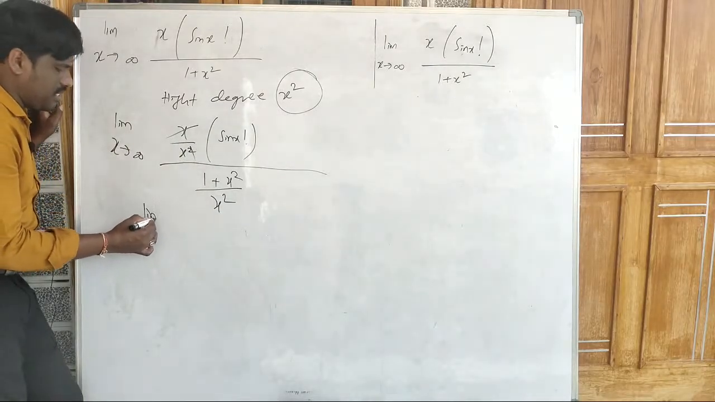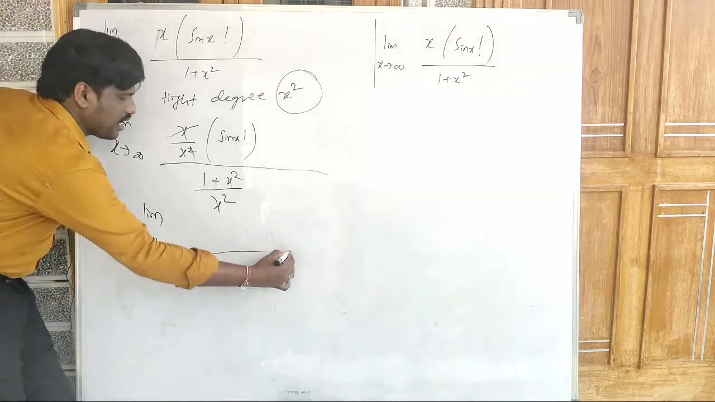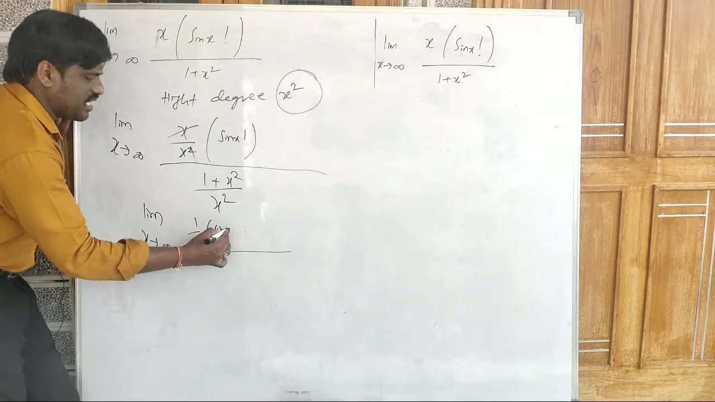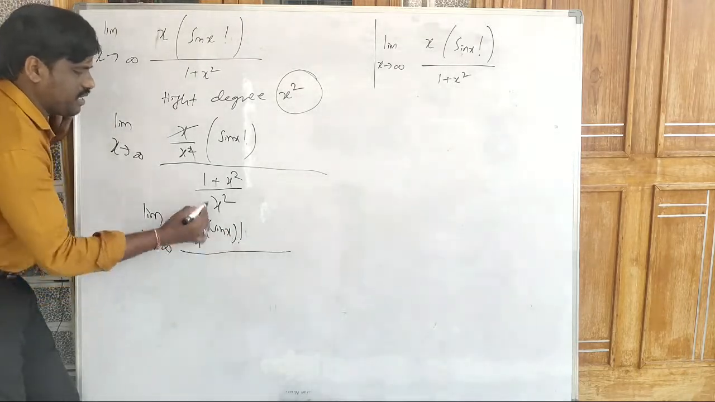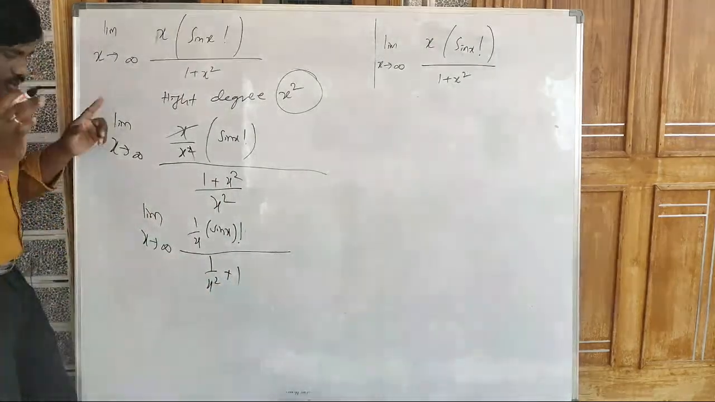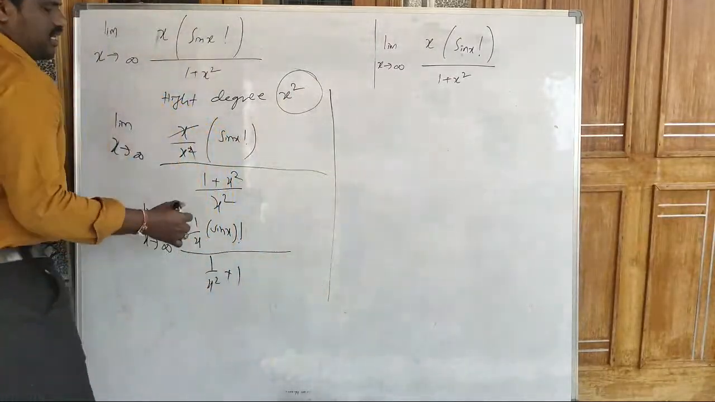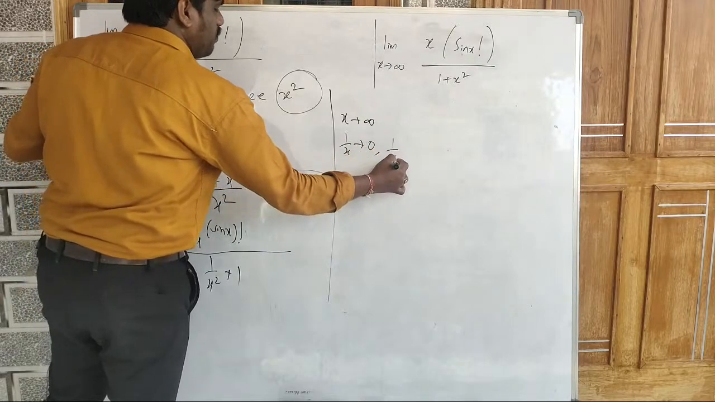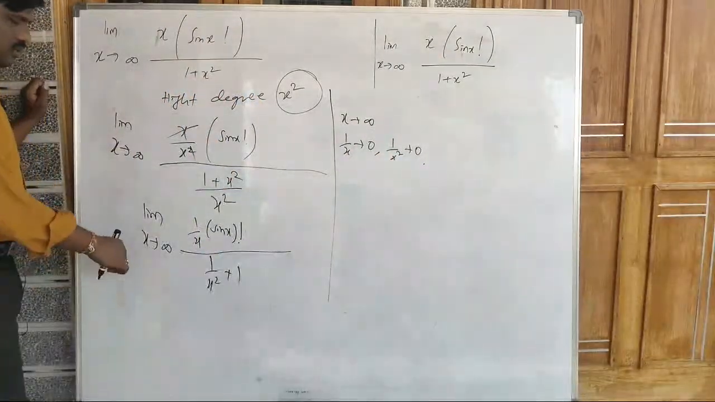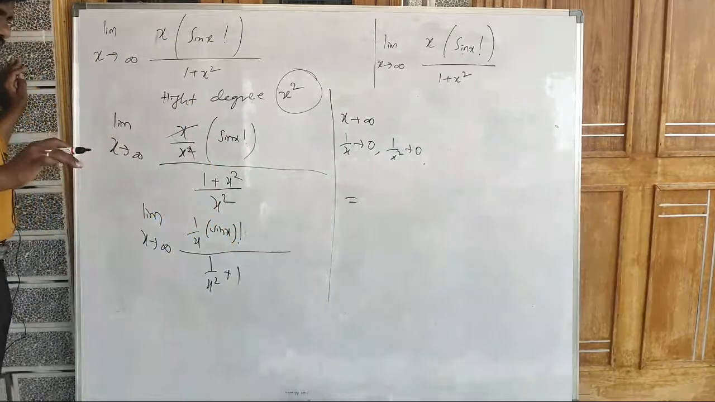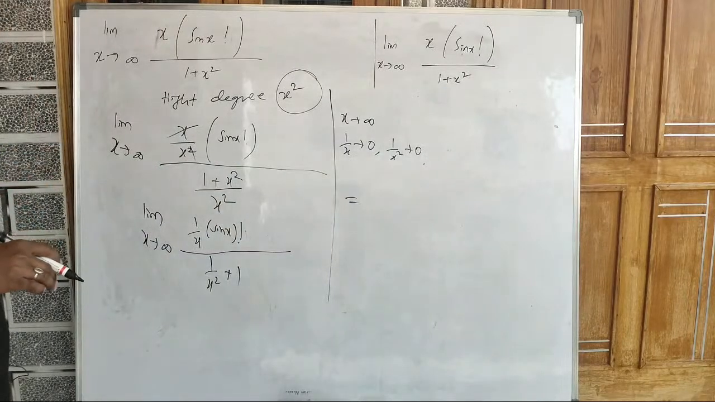So what I get here, limit x tending to infinity, I get 1 by x into sin x, divided by 1 upon x square plus x square by x square is 1. As you all know, when x is tending to infinity, 1 by x is tending to 0, 1 by x square is tending to 0. So the answer for this one, sin x is some number, right? What is the answer? Tell me. Infinity is the answer. DNE.